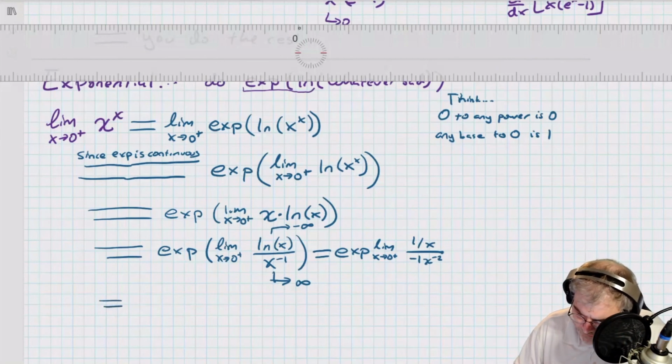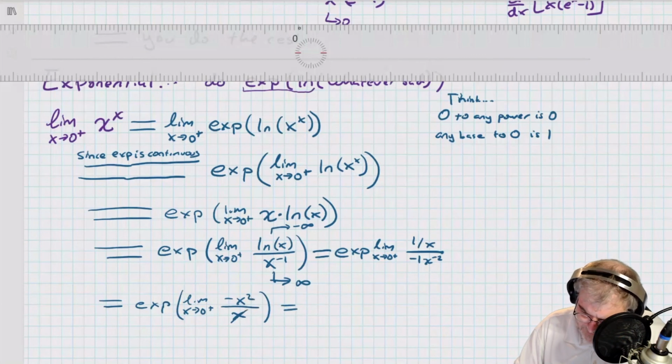Equals exp of the limit as x goes to 0 plus of, okay, so this right here becomes x to the negative 1. I'm going to flip it to the bottom. This is going to be just x on the bottom. This negative 2, that's going to be a negative x squared on the top. That's going to cancel, and that's going to cancel.